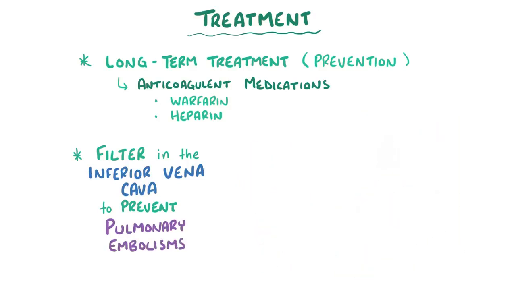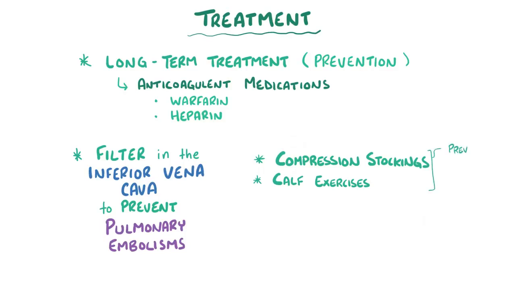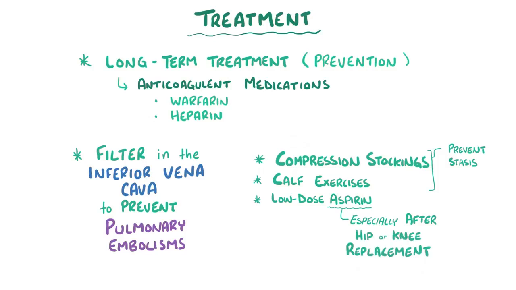Prevention of a deep vein thrombosis is also important. Compression stockings and frequent calf exercises during long periods of sitting still can help move blood through the veins to prevent stasis. Low-dose aspirin has also been shown to help prevent the formation of blood clots, especially if there's an increased risk of DVT because of a hip or knee replacement surgery.